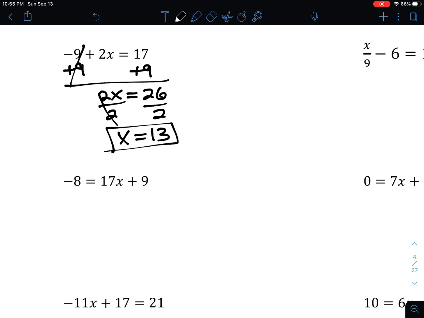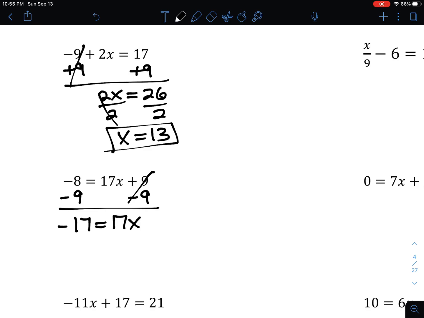All right, let's look at the problem right below it. So negative 8 equals 17x plus 9. Again, the 17 is directly attached to x, so let's take care of the 9 first. And let's go ahead and subtract 9 on each side. That gets us negative 17 on the left side equals 17x on the right side.